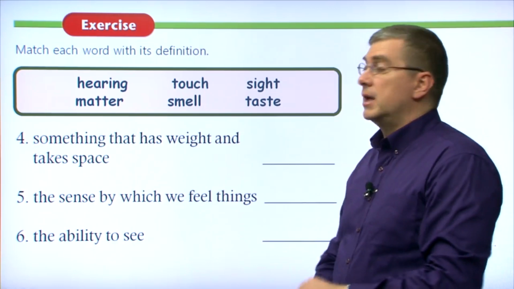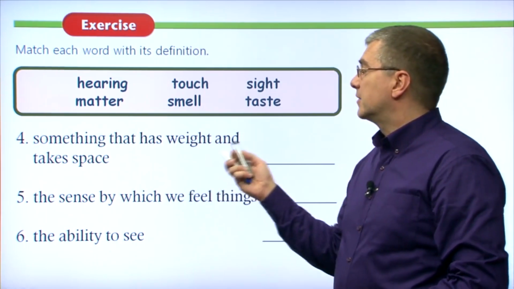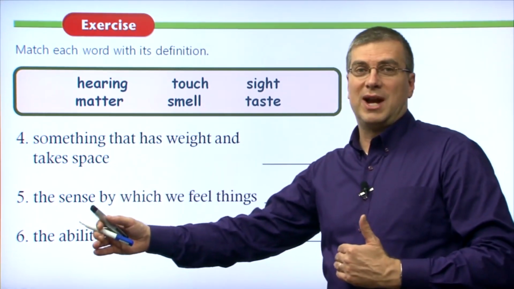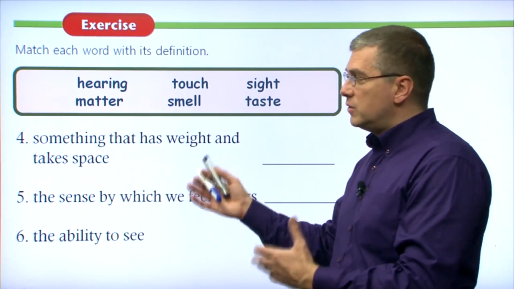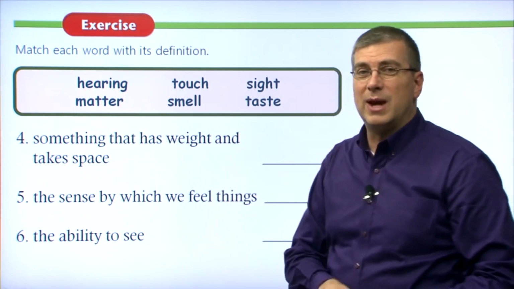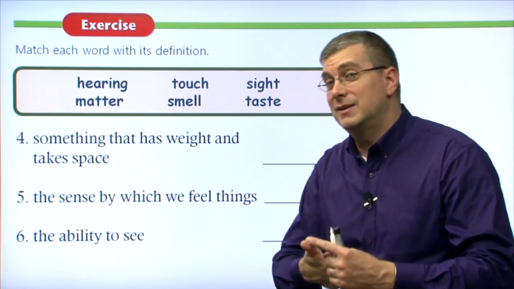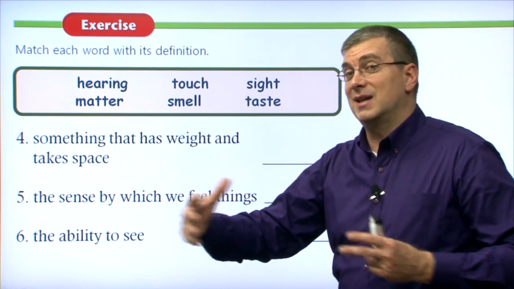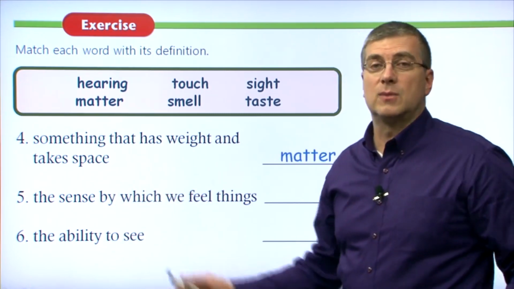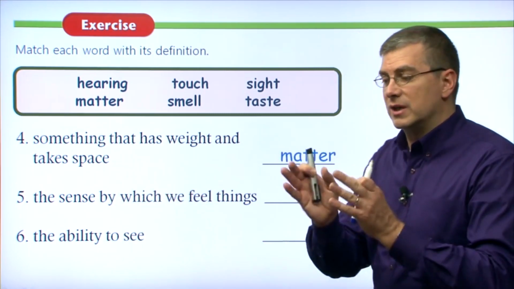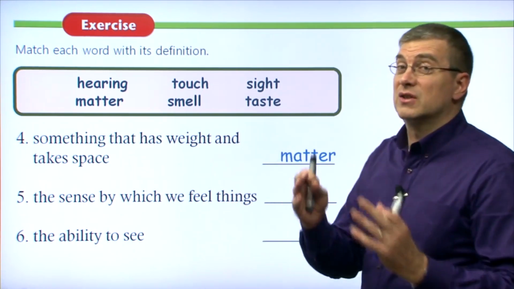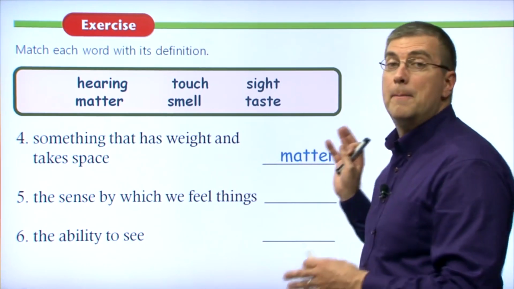Okay, so we're moving on to number 4. Something that has weight and takes space. So you see, we're taking a short break from the senses right now, but we use our senses to figure out things about this. Something that has weight. Remember, two important things. It has weight and it takes up space. What is that? Of course, that is matter. All the things around you, every object that you can see, hear, touch, taste, or smell, all of these things are matter.